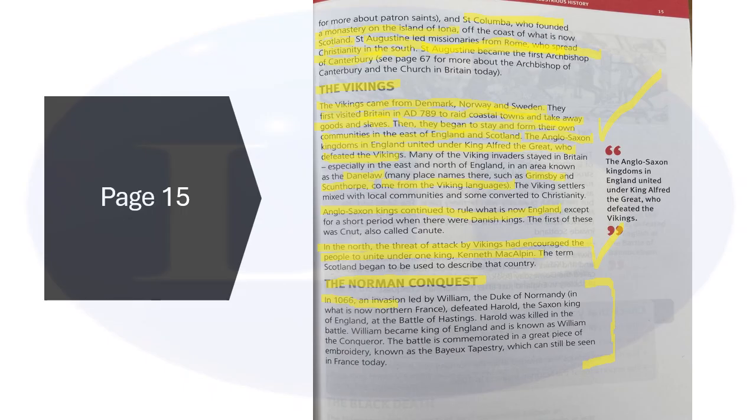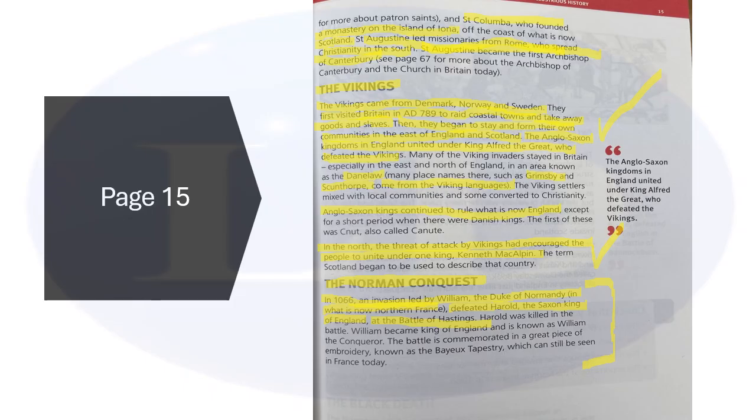In 1066, an invasion led by William the Duke of Normandy, in what is now northern France, defeated Harold, the Saxon king of England, at the Battle of Hastings. Okay, so in 1066, William the Duke of Normandy from France came, attacked England and defeated Harold, who was the Saxon king of England. And the battle is known as the Battle of Hastings.